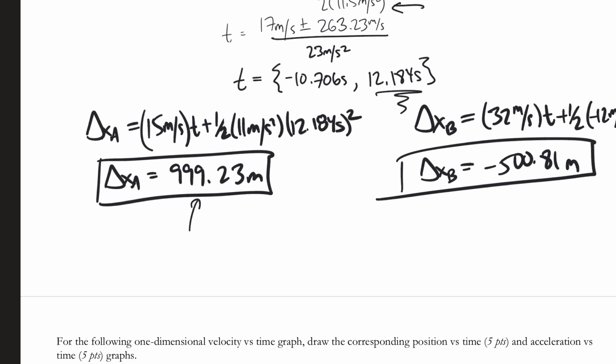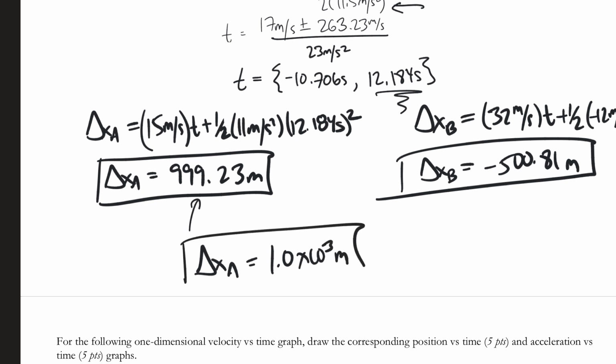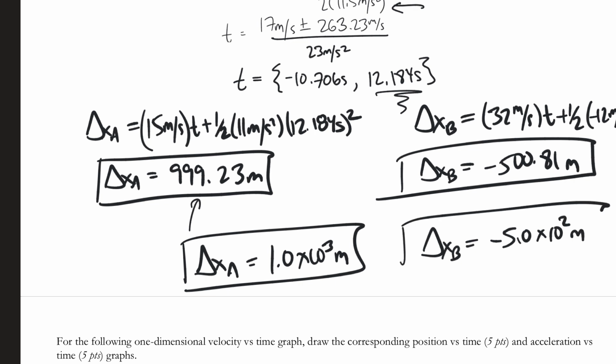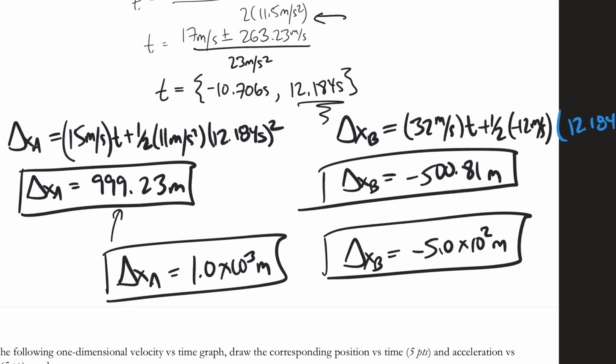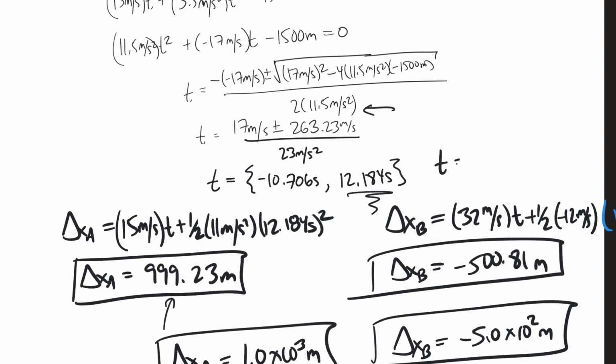However, we need 2 sig figs here. So delta XA is basically 1.0 times 10 to the third meters. Okay, and delta XB is negative 5.0 times 10 squared meters. Some of you guys did something I've never seen before. You put a little line over the top of your last sig fig. So I'm gonna have to ask you guys about that because I've never seen that before. Okay, so that's how we do it. Oh wait, we need to report our time as well. Time, we need 2 sig figs, so this is gonna be 12 seconds. Okay, cool. All right, so that's the problem there.